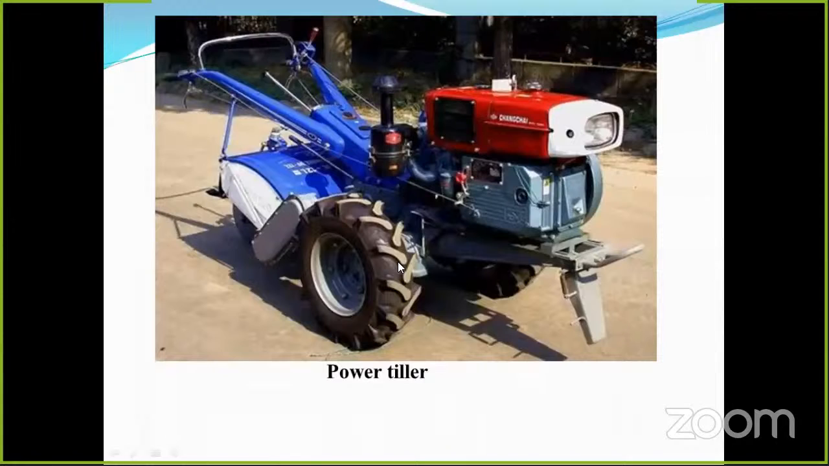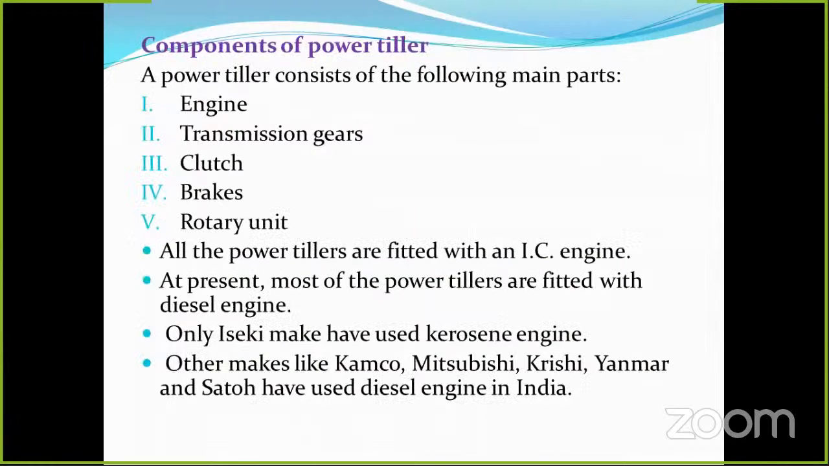So this is the power tiller. Only two wheels are there. The components are the same: engine, transmission gear, clutch, brakes, rotary unit.